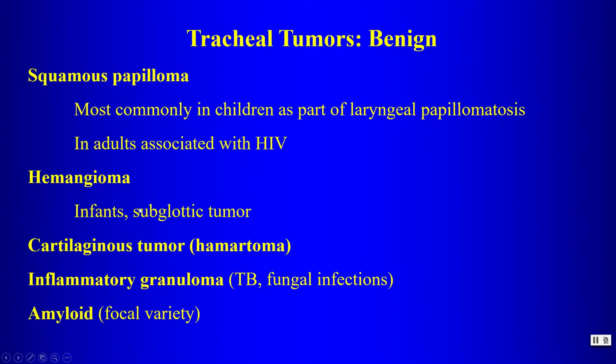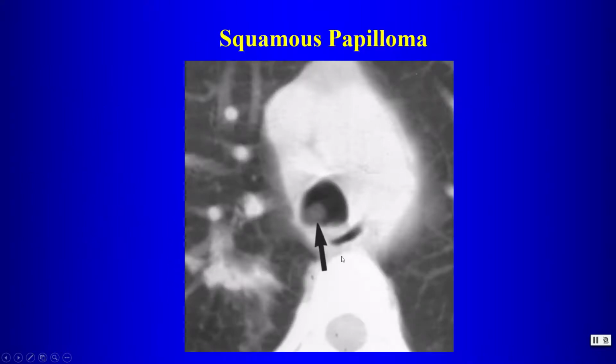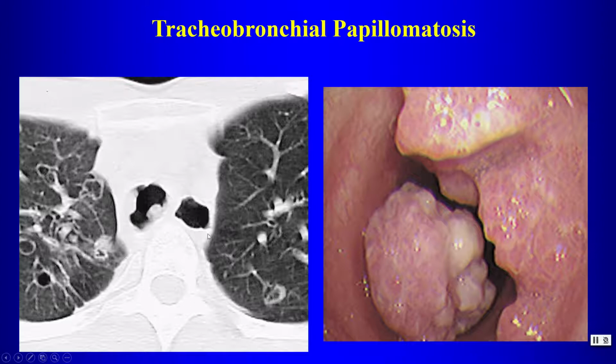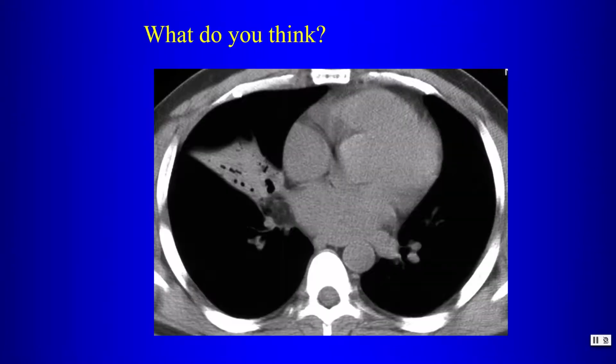Hemangiomas can occur. It's the most common tumor in children to occur within the trachea. Then we can also have other types of tumors like hamartomas, and there are other causes of tumor-like conditions of the airways, like inflammatory granulomas, and amyloid can also occasionally do that. So squamous papilloma can also occur within the trachea, and Tracheobronchial Papillomatosis is associated with HIV. This can give you these papillary lesions within the trachea and also cystic lesions like this within the lungs, which can transform to squamous cell carcinoma.